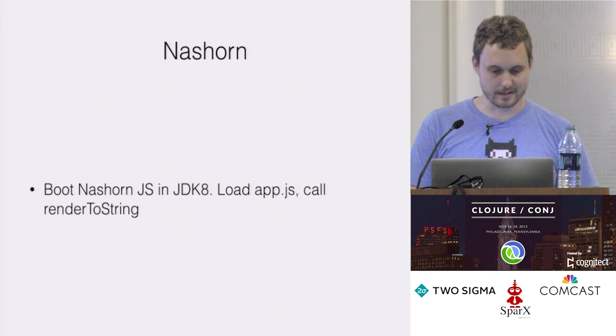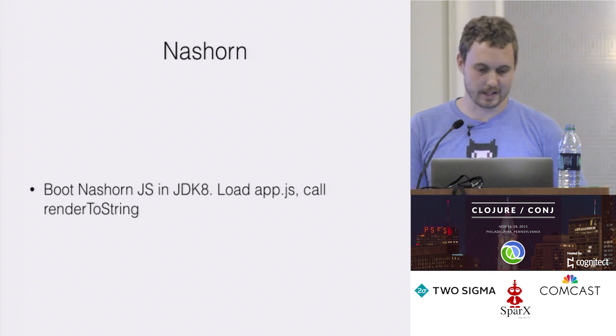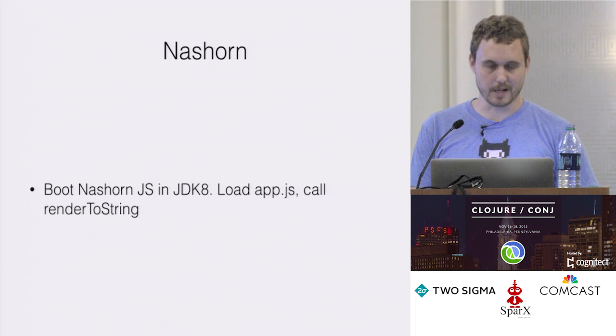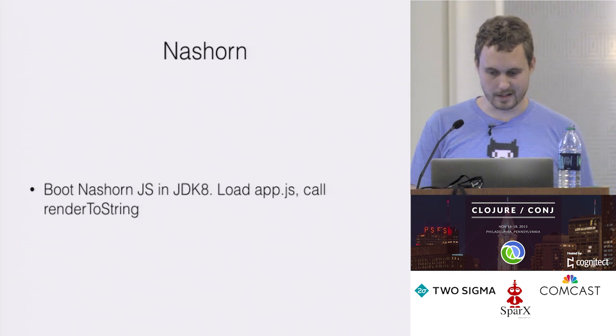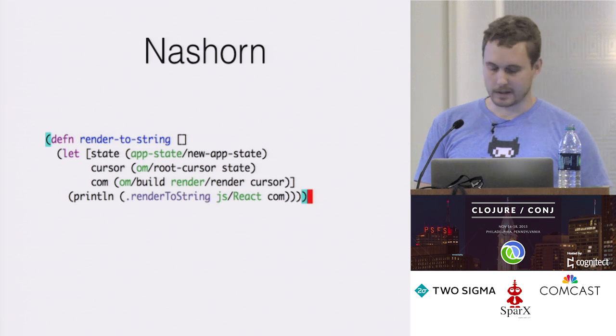Nashorn is a JavaScript engine. So let's load app.js in there and then call React's render to string. Sounds like a good plan. So it looks something like this.